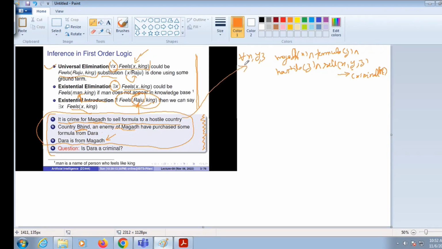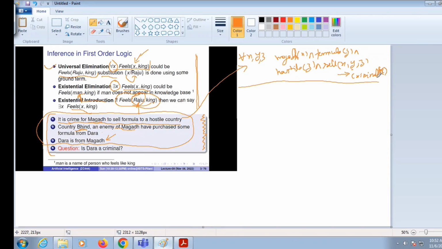For every X, Y, Z, where X is somebody from Magad, Y is a formula, and Z is a hostile country, if there is a selling happening between X, Y, Z, that is, X sells Y to Z, then criminal X. X is a criminal. So this is the first statement.